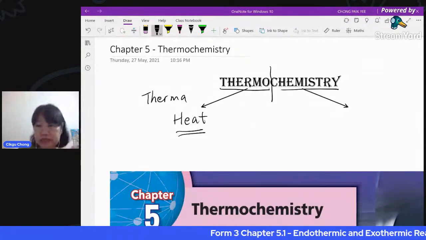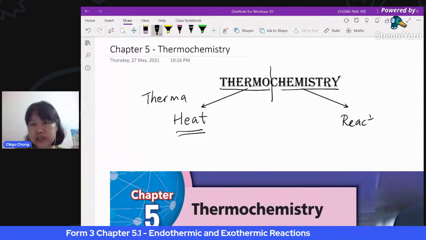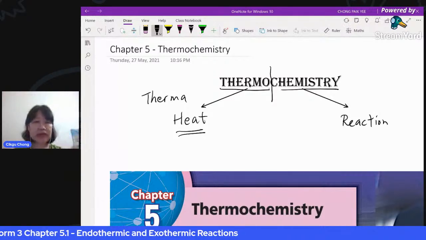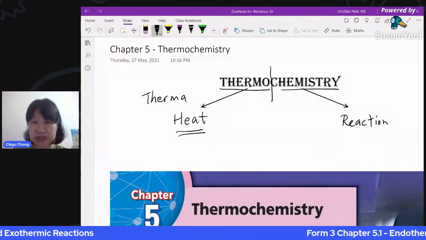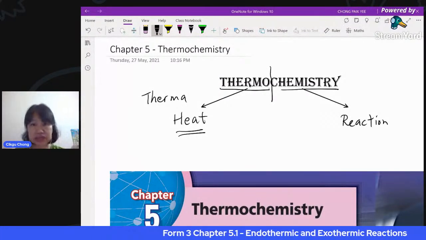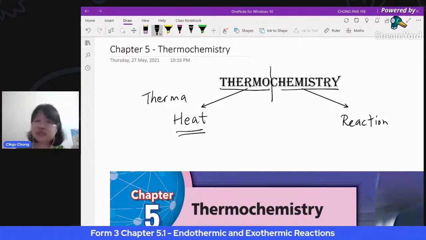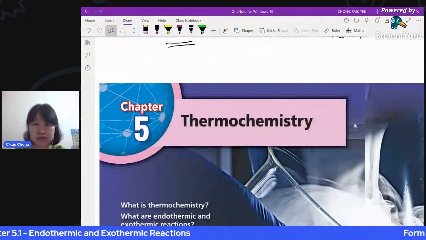Chemistry is chemical reaction, a reaction between substance A and substance B, whatever reaction we learn in chemistry. In Huayu, we call it 化学. 化学 is chemistry. In this chapter, we're going to learn all about thermochemistry. This is not a long chapter. We can finish quite soon.